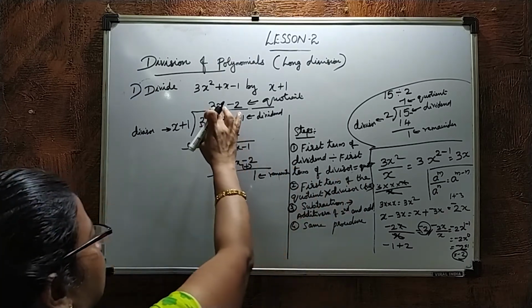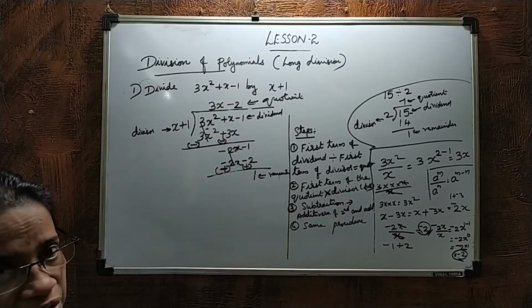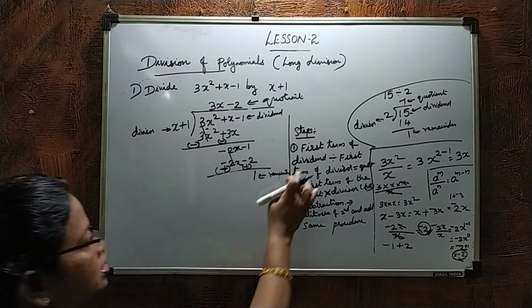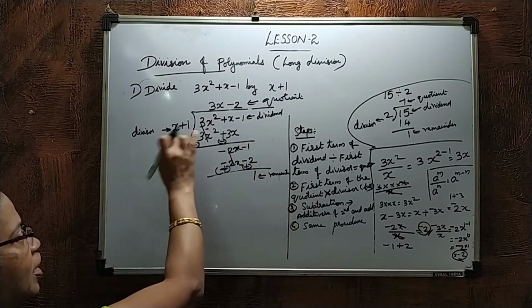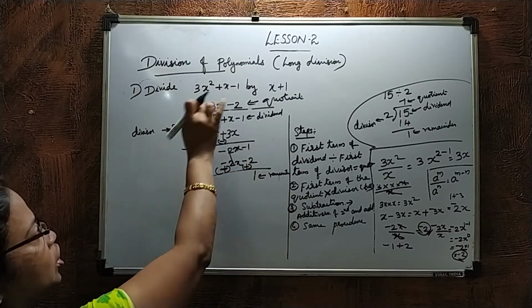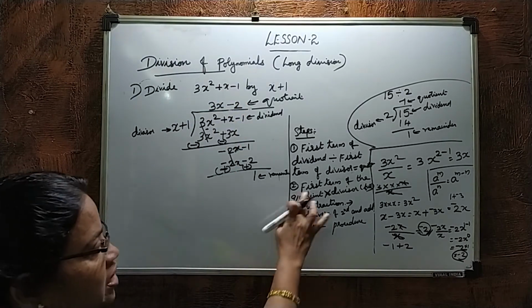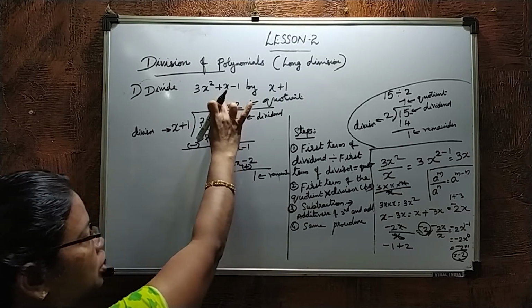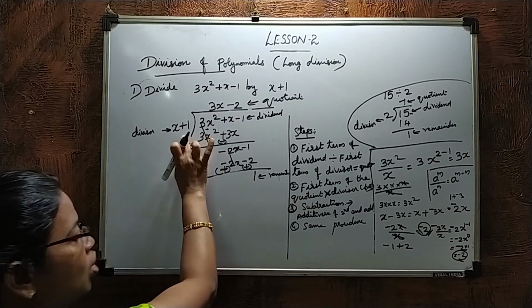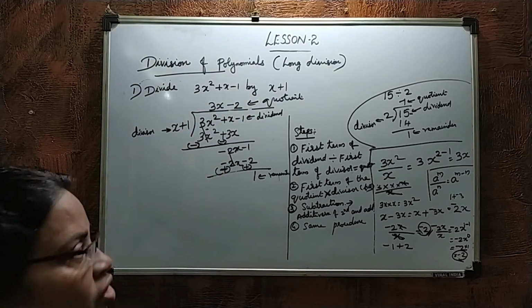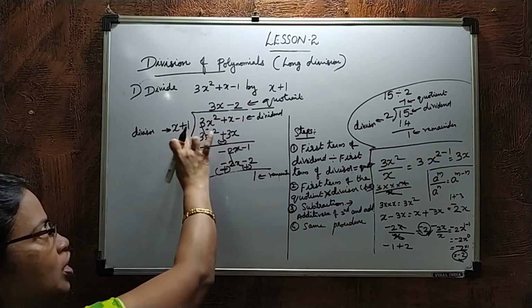3x you got, that 3x you have to write as the first term of the quotient. So first term of the dividend divided by first term of the divisor, you get the first term of the quotient. After the second step, first term of the quotient into the full divisor. First term of the quotient into full divisor.